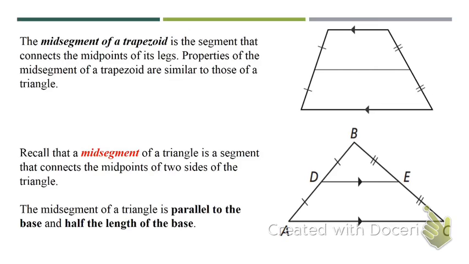Next, the mid-segment of a trapezoid is the segment that connects the midpoints of its legs. Properties of the mid-segment of a trapezoid are similar to those of triangles. So if you look at them and you recall that DE is x and AC is 2x, the mid-segment of a triangle is parallel to the base and half the length.